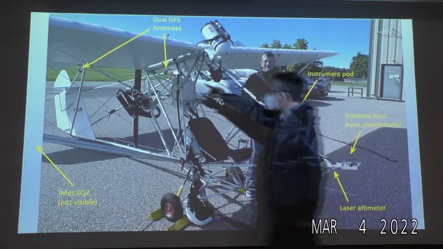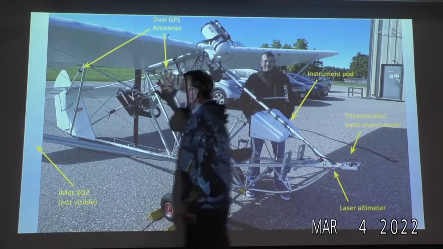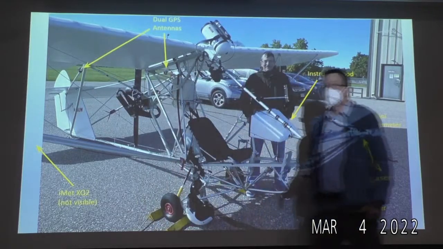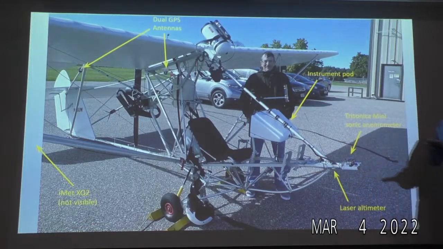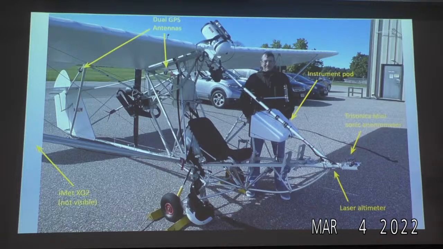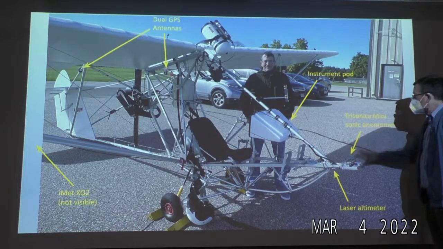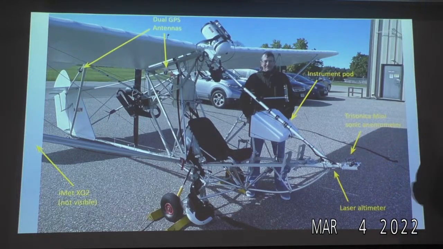We have dual GPS antennas connecting to a moving baseline RTK GPS system that gives us heading orientation to high accuracy, which you need if you want to get the wind. So if you have the heading with high accuracy, combine it with the airspeed, and of course your translation from GPS, you can solve for the wind vector. Next. Oh, sorry, there's one more.